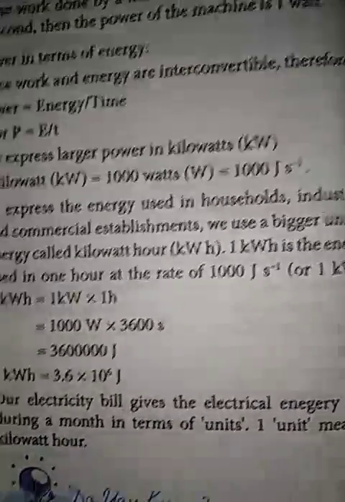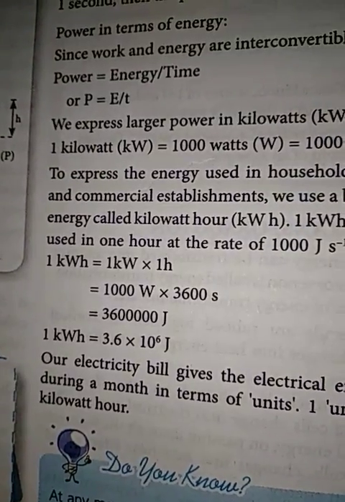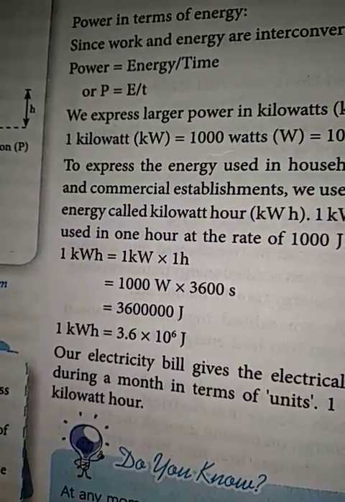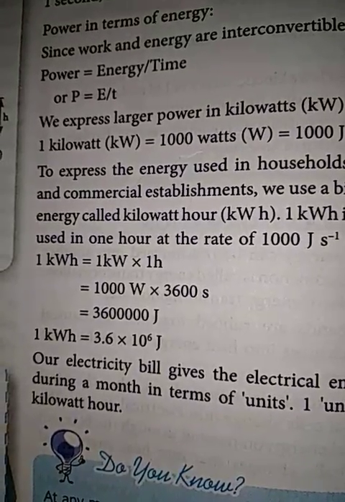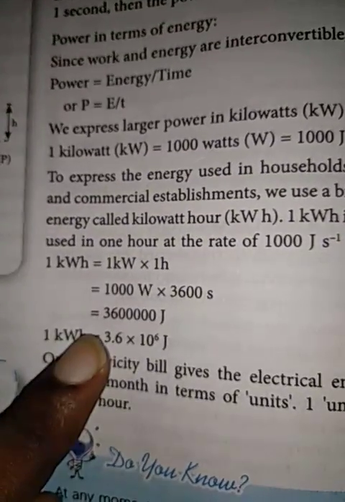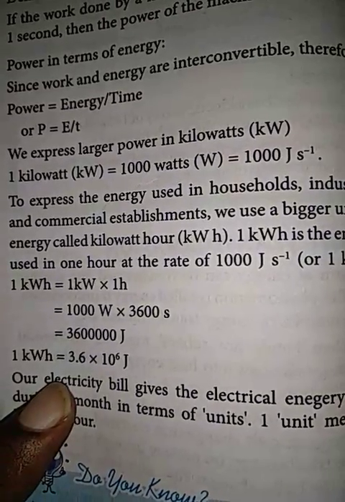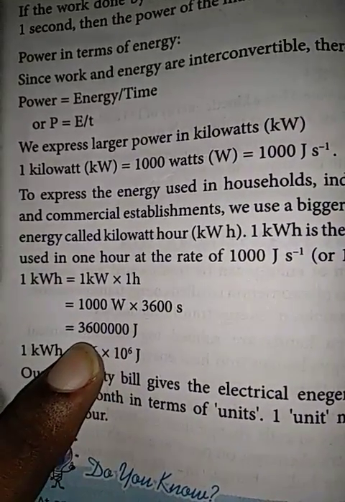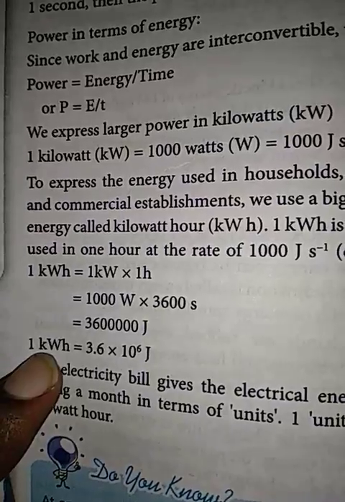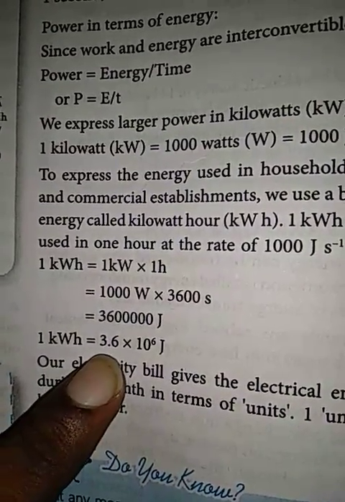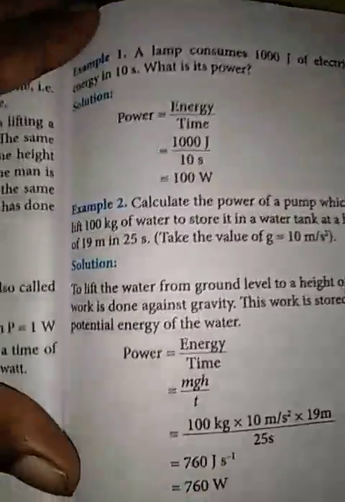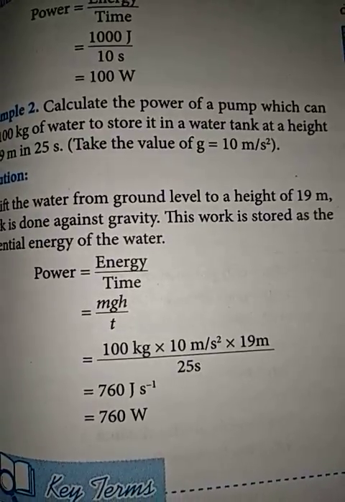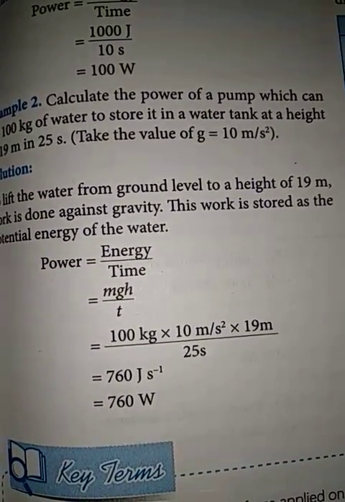So 1 kilowatt hour is equal to 1 kilowatt into hour. 1 kilowatt is equal to 1000 watt, into 1 hour is equal to 3600 seconds. So 1 kilowatt hour is equal to 36 lakh joule, that is 3.6 into 10 to the power 6 joule. Our electricity bill gives the electrical energy we use during a month in terms of units. 1 unit means 1 kilowatt hour.